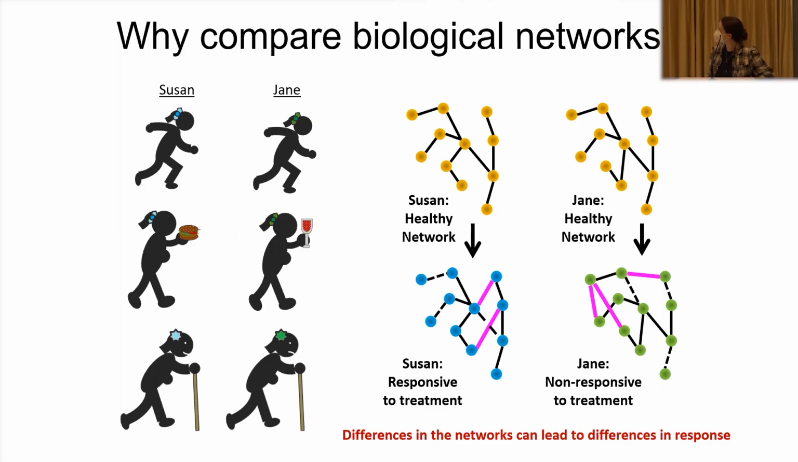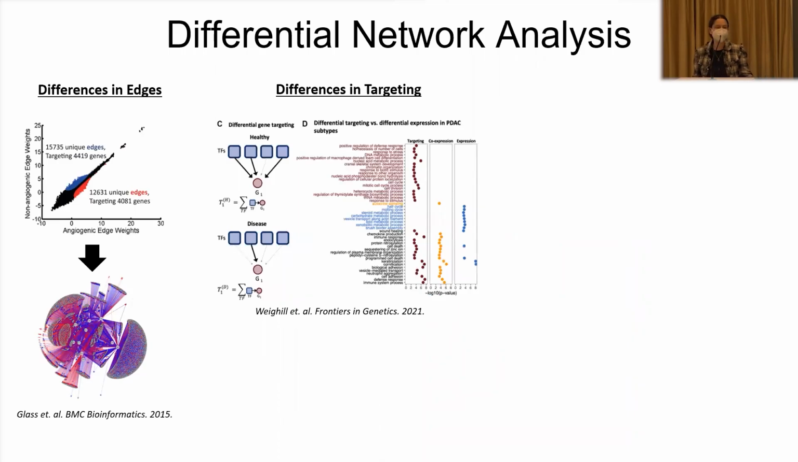So differential network analysis, at a high level, is generally done in two ways, at least in the omics inferred network framework. One is identifying differences in edges. This is a paper from my group in 2015 where we compared networks inferred in two different subtypes of ovarian cancer, grabbed the edges that were most different and said, aha, here's what we think is driving these differences in these subtypes. Another is looking at differences in the nodes, such as differences in targeting.